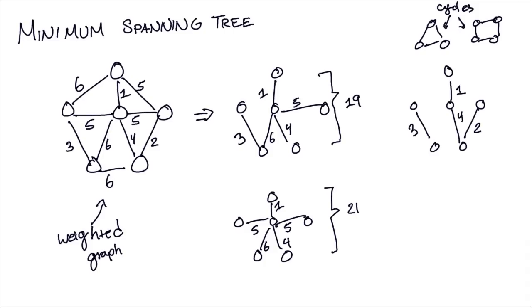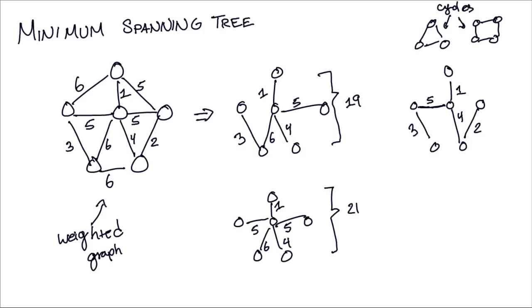And now let's try selecting one of these 5s here. Well, this 5 here creates a cycle, so we shouldn't keep it. Go ahead and remove this. And now, can we take this 5? This 5 also creates a cycle, so therefore we cannot keep it either. However, we can take this 5.